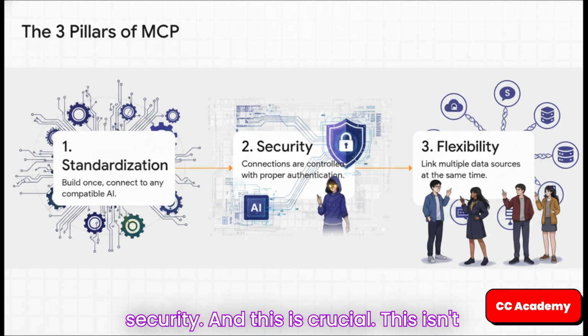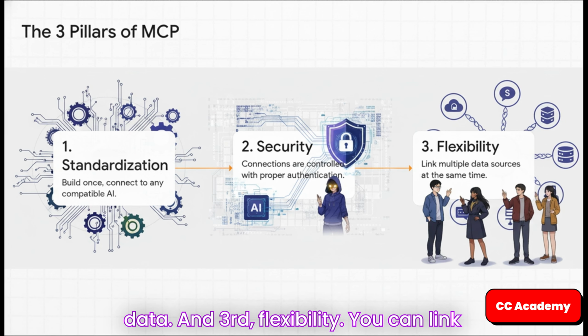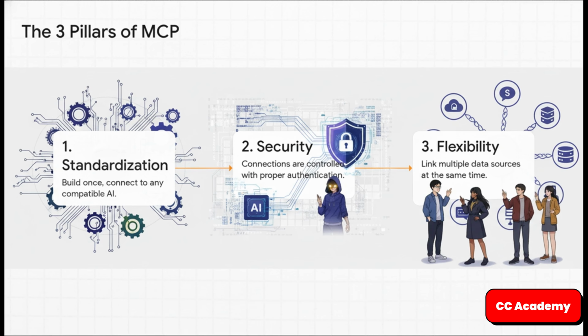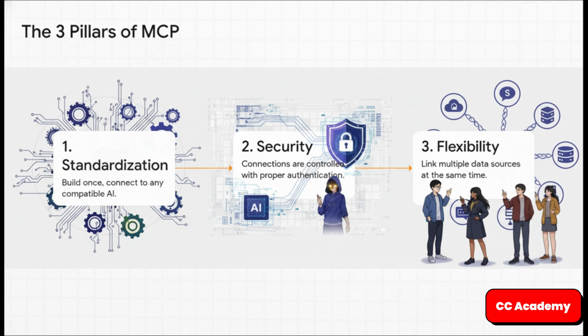Second, security. And this is crucial. This isn't a data free-for-all. You are in total control. Every connection needs proper authentication, so your data stays your data. And third, flexibility. You can link your Google Drive, your Slack, and an internal database all at the same time, letting the AI pull info from all those places to give you one complete answer.